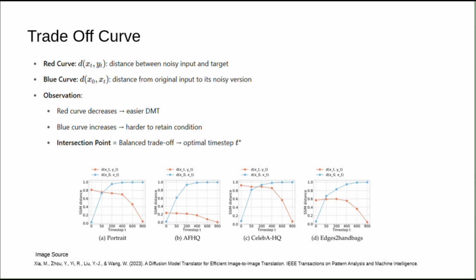The key insight is the intersection point where both curves are balanced. This is the sweet spot, the noise level where xt is still close enough to x0 to retain meaningful input, but also close enough to yt to make translation learnable. We call this the optimal time step t, and selecting it carefully is one of the secrets behind DMT's effectiveness. Now let's look into the mathematical aspect.